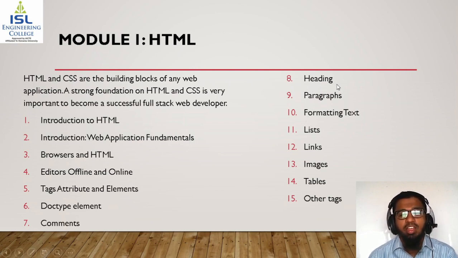Next, the headings. You will get headings in HTML. We have six headings: heading 1, heading 2, heading 3, heading 4, heading 5 and heading 6. Based on your requirement you can select what kind of heading you want to prefer. Next is the paragraph. When you develop a website, definitely you will have some paragraphs, like company information, about us, contact us. The paragraph you should write in the paragraph tag.